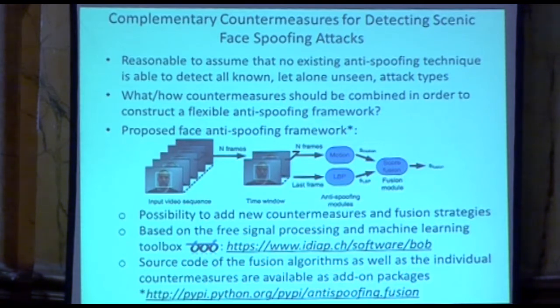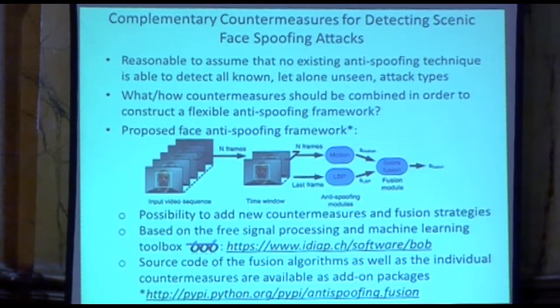My name is Jukka Komulainen, and I'm here to present this paper about complementary countermeasures for detecting scenic face spoofing attacks. This is joint work by the University of Oulu and the Idiap Research Institute. Our work is based on the assumption that there exists no single countermeasure for detecting all known, let alone unseen, attack types.